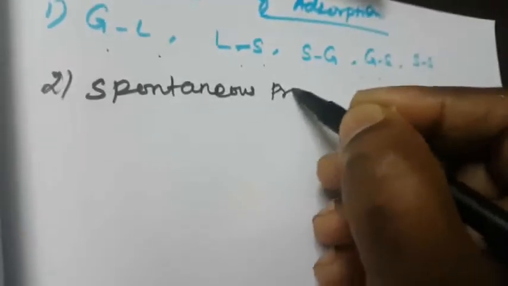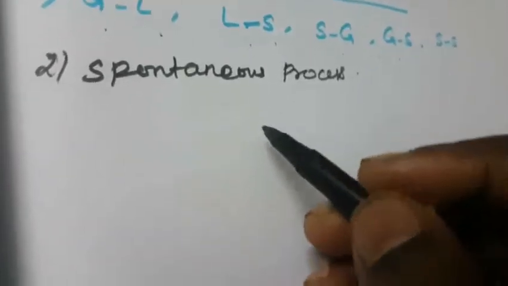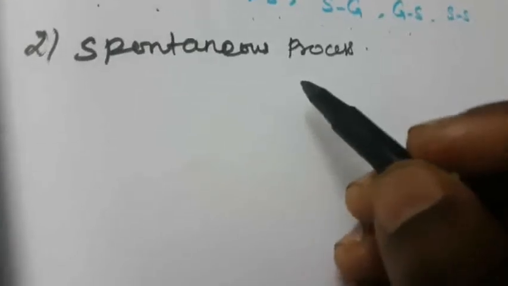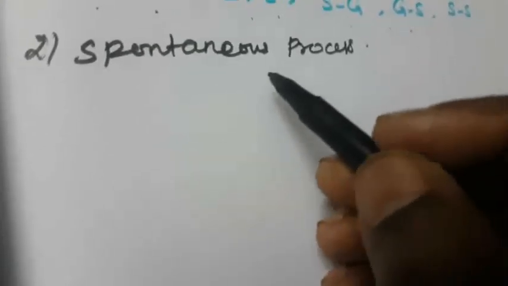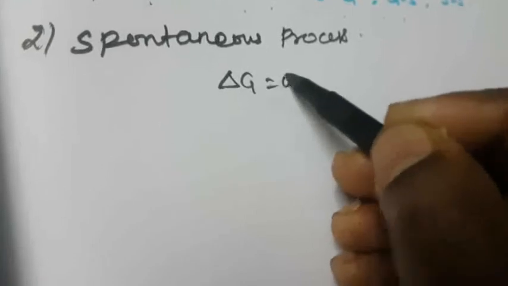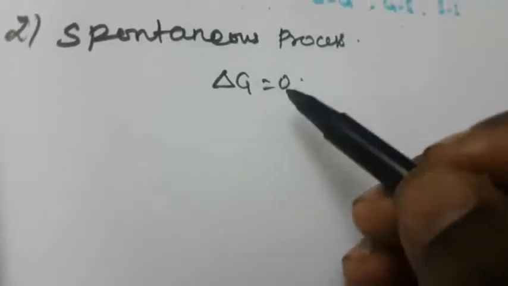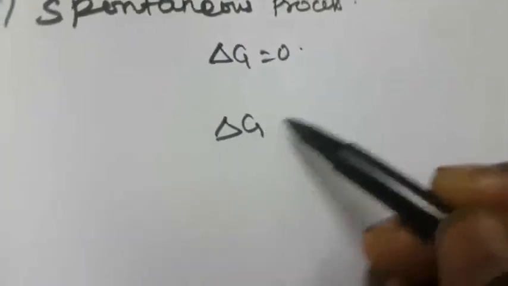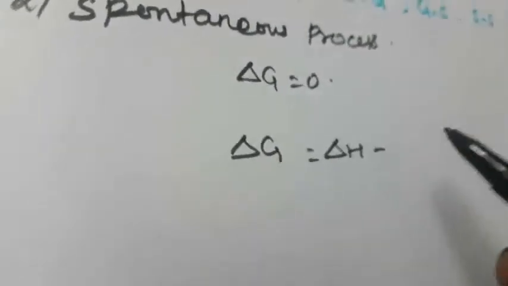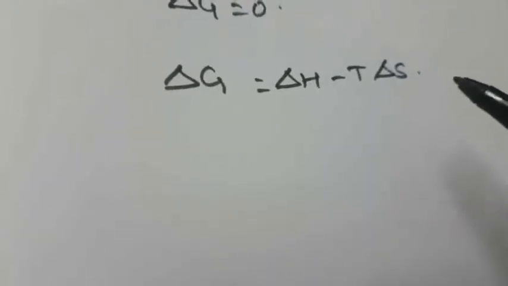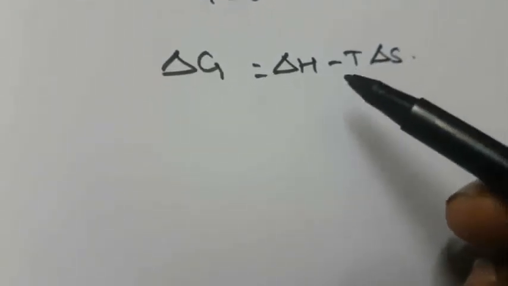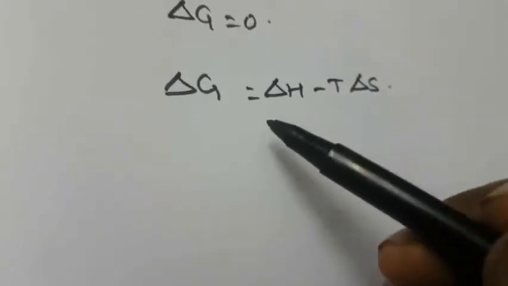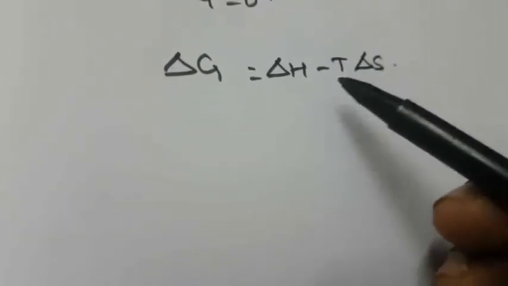So what is a spontaneous process? We already know that it is always accompanied by a change in free energy. When delta G equals 0, equilibrium will be attained. We already know what delta G is: delta G is equal to delta H minus T delta S. Delta G is called the free energy. What is delta H? That is the change in enthalpy, and delta S is the change in entropy.